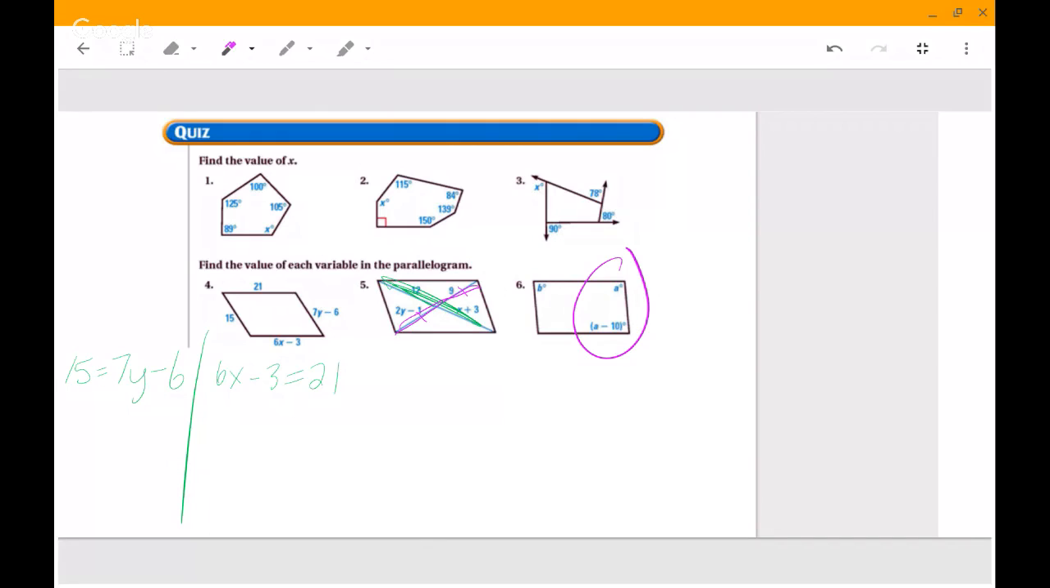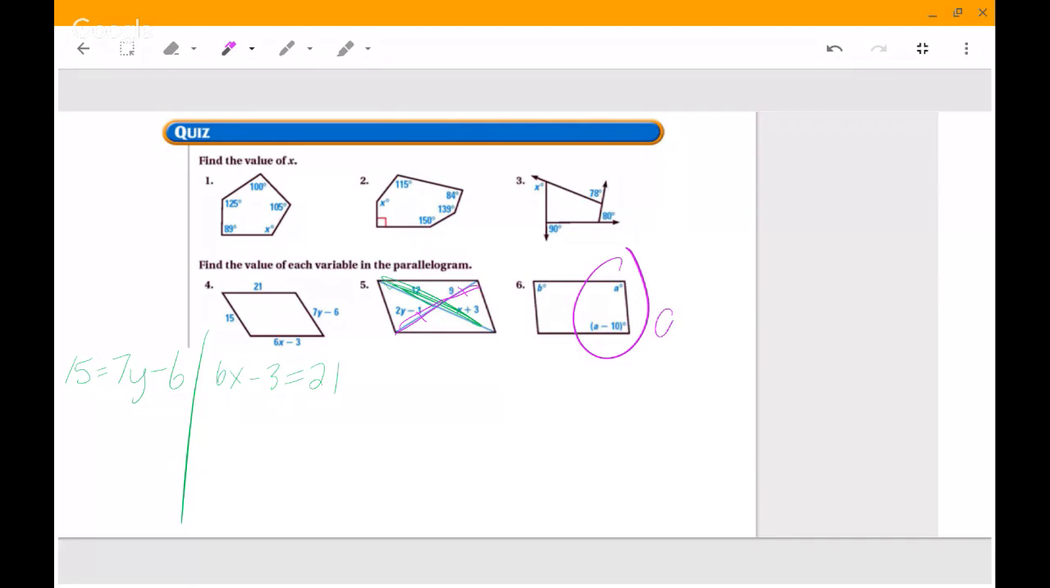So that means they're supplementary. You got it. And they both add up to 180. So you'd have A plus A minus 10 equals 180. And that helps you get A.